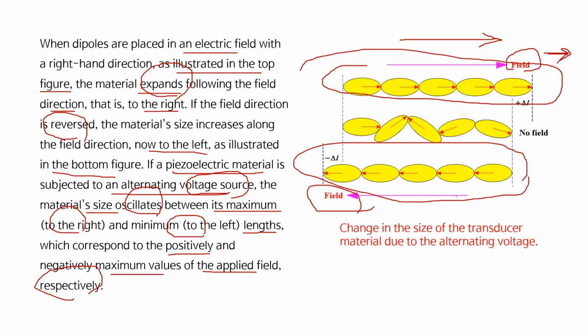So if we apply alternating electric field to the piezoelectric material, then this material oscillates to the left and to the right. So material's size is changing to the left and to the right, to the right and to the left. So it oscillates. So change in the size of transducer material due to the alternating voltage.